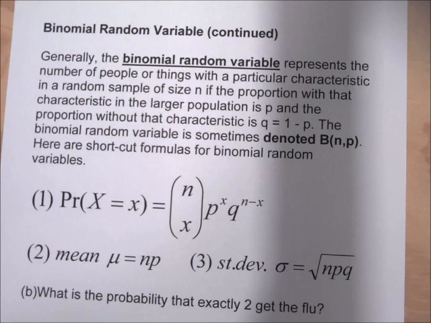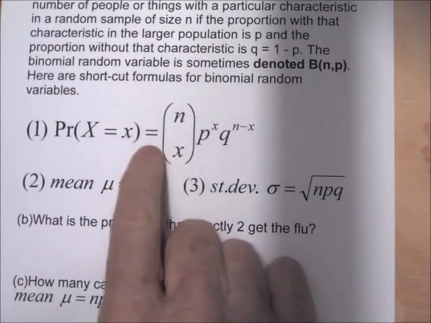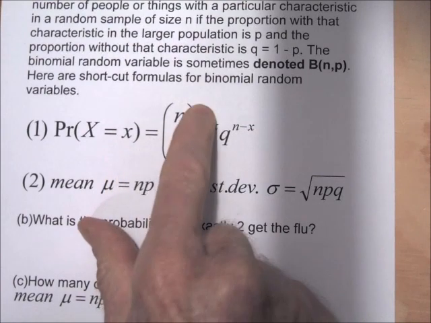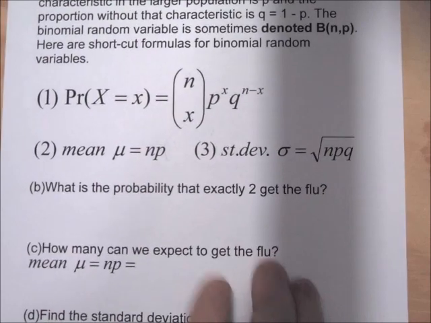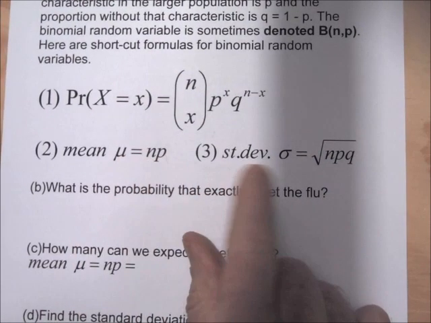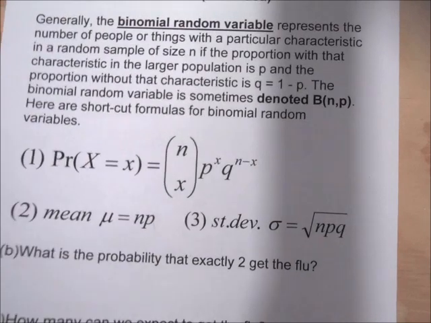Generally, the binomial random variable represents the number of people or things with a particular characteristic in a random sample of size n. It's a proportion with that characteristic in the larger population p, and the proportion without that characteristic q, 1 minus p. So the formula for the binomial: probability X equals little x is n choose x, p to the x, q to the n minus x. The mean of the binomial is n times p. The standard deviation is the square root of npq. And we can use that to compute probability.